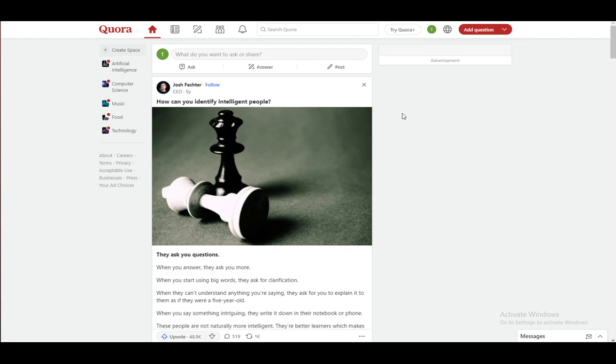Other ways are either selling ebooks or affiliate marketing, if that is allowed by Quora. And yeah, those are some ways you can make money on Quora.